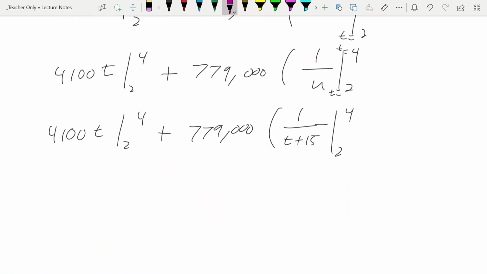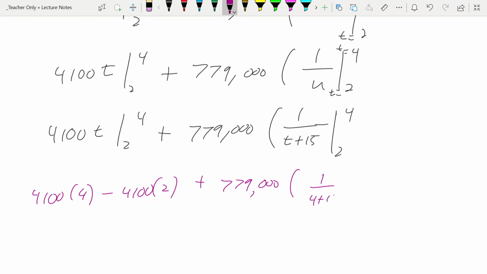So there we go. All right, now we're going to sub in our values. So this is going to be 4100 times 4 minus 4100 times 2 plus 779,000 times 1 over, I'm going to sub in my 4 now, 4 plus 15 minus 1 over 2 plus 15.